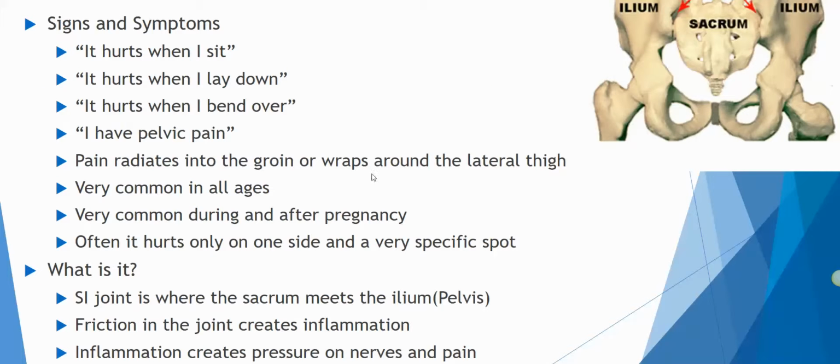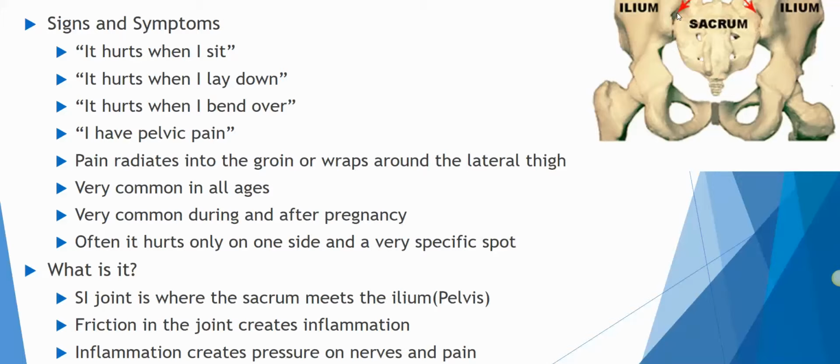Moving on to the second type, sacroiliac pain. So the sacroiliac is right here. The ilium, the pelvis meets the sacrum. That is a joint that has some movement. When that movement becomes excessive, the joints start to rub, and the rubbing causes inflammation. Signs and symptoms are it hurts when I sit, hurts when I lay down, hurts when I bend over. It's usually on one side, and you can point to the spot.